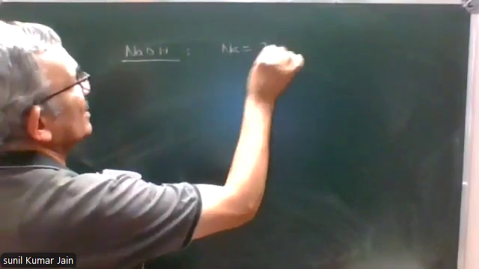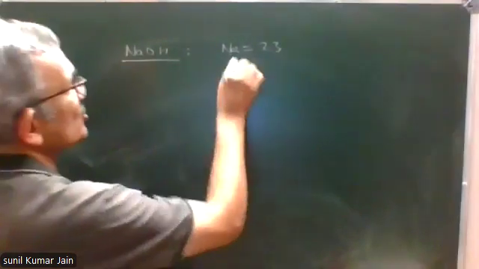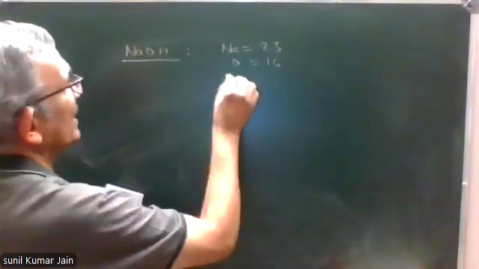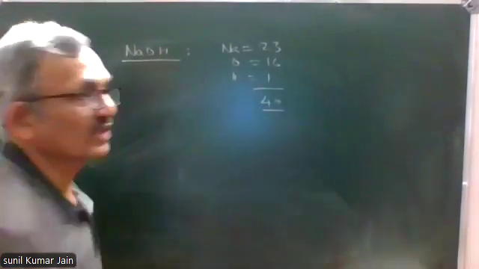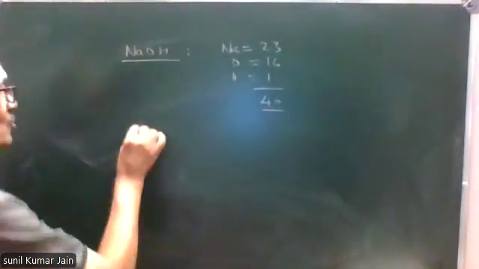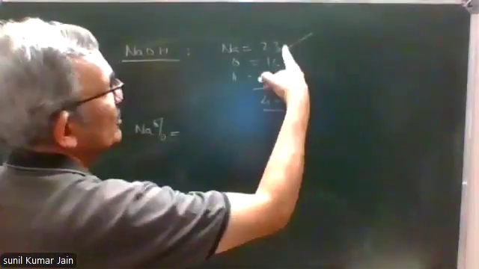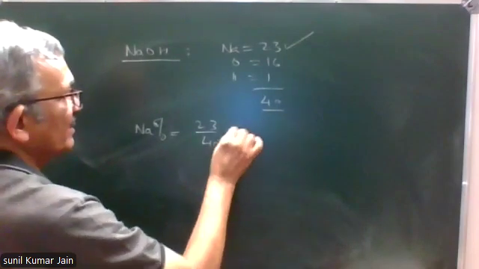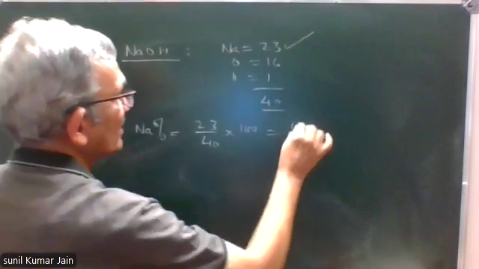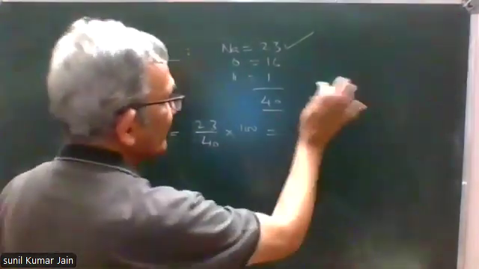Sodium, oxygen, hydrogen: atomic weights will be given, right? Sodium 23, oxygen 16, hydrogen 1. Total molecular weight is 40. So the percentage of sodium will be the contribution of sodium divided by molecular weight into 100. It comes out to 57.5%.